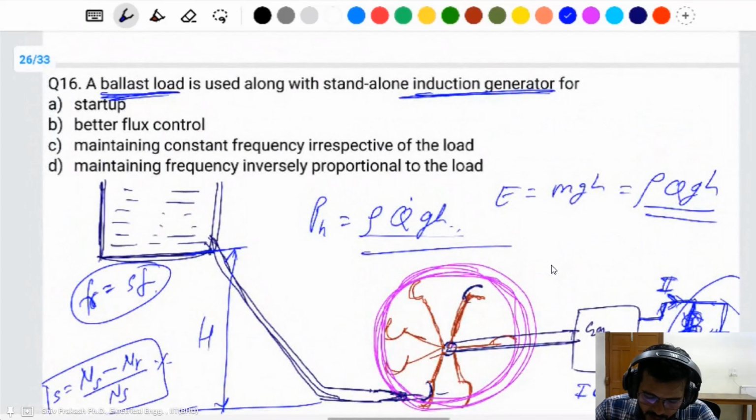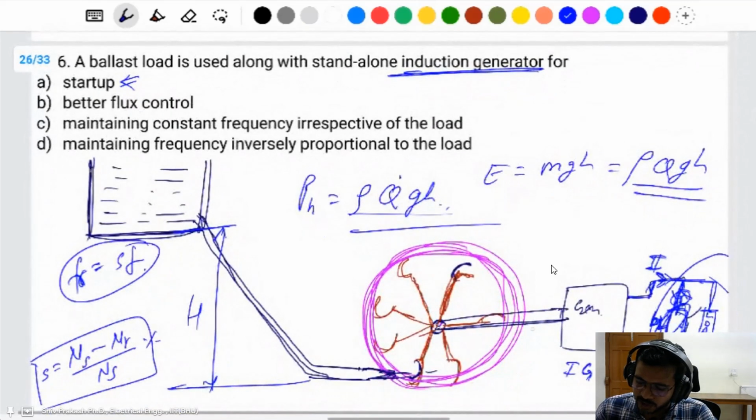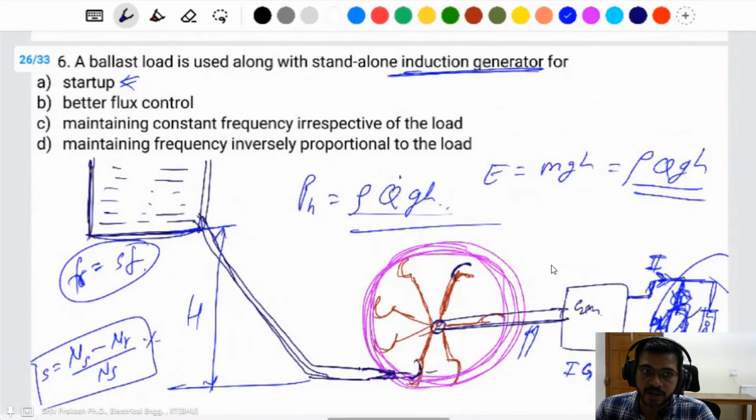Then what is the answer? The answer is start-up. No, for an induction generator there is no need of starting, because a three-phase induction motor is self-starting. If you talk about single phase, there is a capacitor in the motor, but a generator is driven from the prime mover only. So there is no need of a startup.